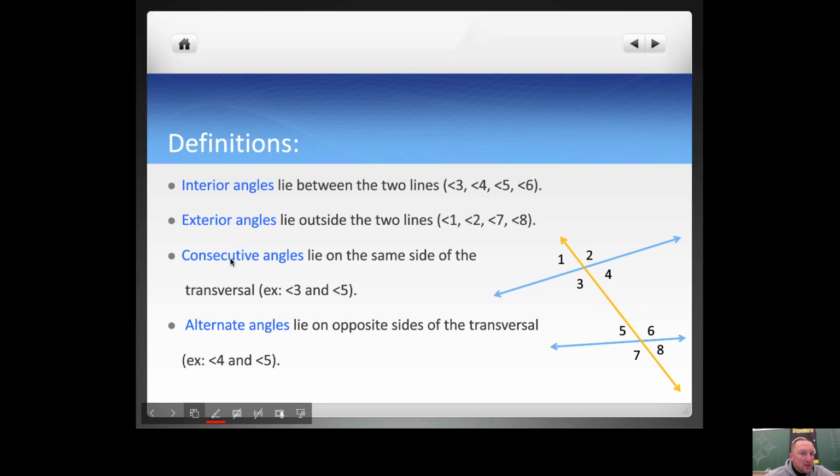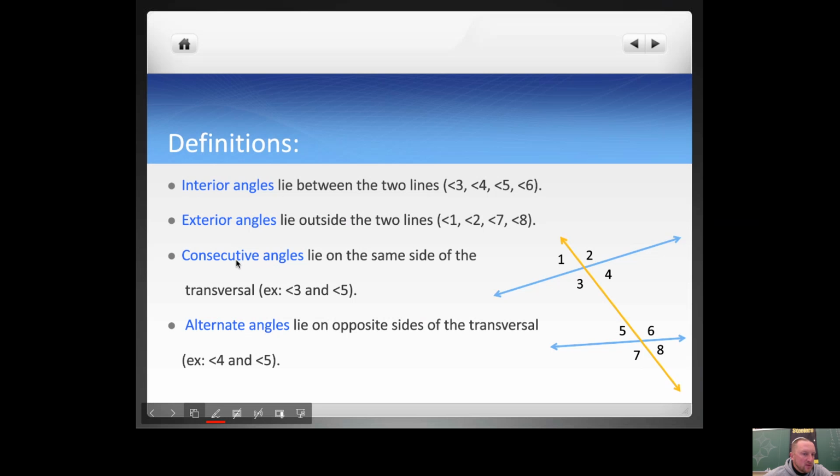Also, we can call the angles consecutive or alternate. These would mean opposites of each other as well, just like these were one or the other. Consecutive angles are going to lie on the same side of the transversal. So here's an example. Notice how angle 3 and angle 5 are both to the left of the yellow line. We would consider those consecutive angles. Another example would be like angle 2 and angle 8. They're both to the right of the transversal, so they're consecutive.